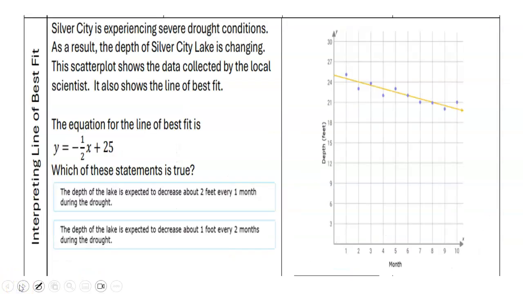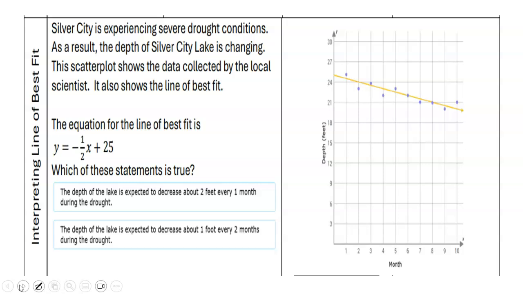All right, so now we have a graph that's been graphed for it. It says Silver City has experienced severe drought conditions. As a result, the depth of Silver City Lake is changing. This scatter plot shows the data collected by the local scientists. It also shows the line of best fit, and it gives us the equation, y equals -1/2 x plus 25. So which of these statements is true? The depth of the lake is expected to decrease about 2 feet every 1 month, or the depth of the lake is expected to decrease 1 foot every 2 months.